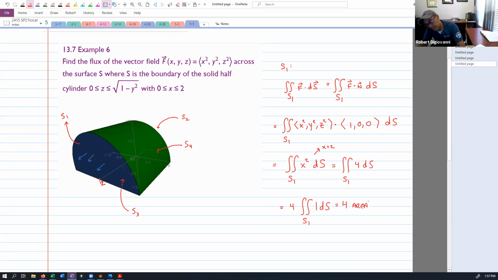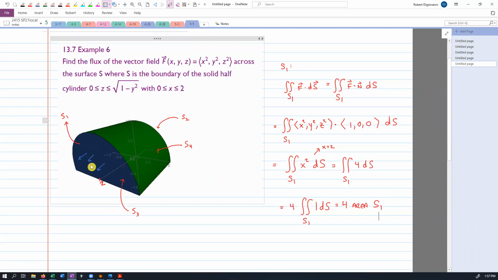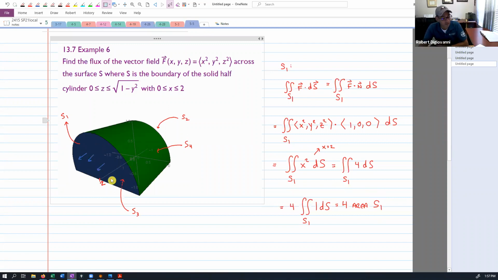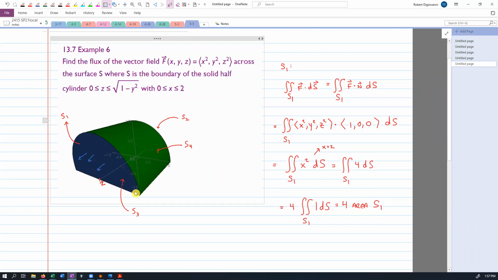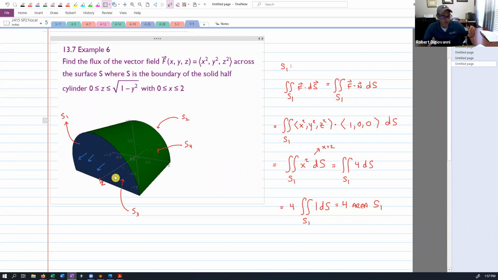of S1. Carefully, what is the area of S1? Is it also pi? The radius is 1, right? But it's half of a circle. It's not the whole circle. So the area of that should be half a pi, right? So 4 times half of pi, which is 2 pi.